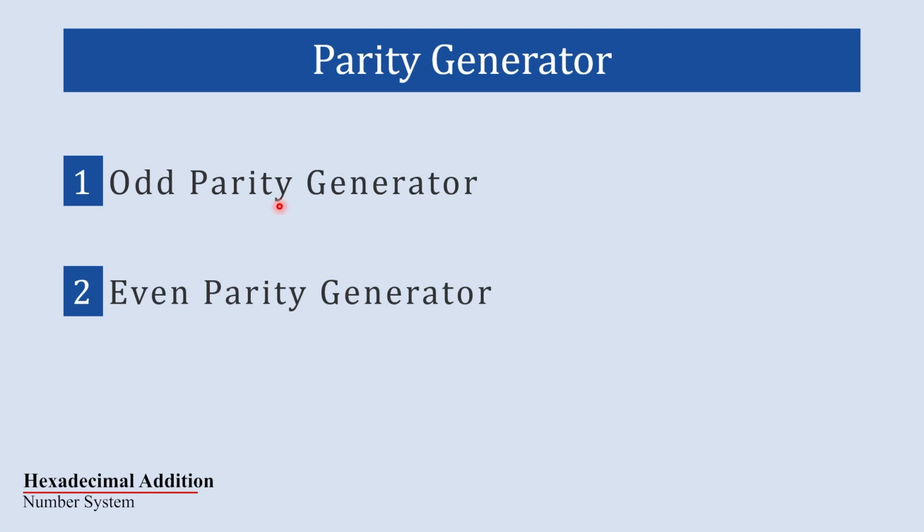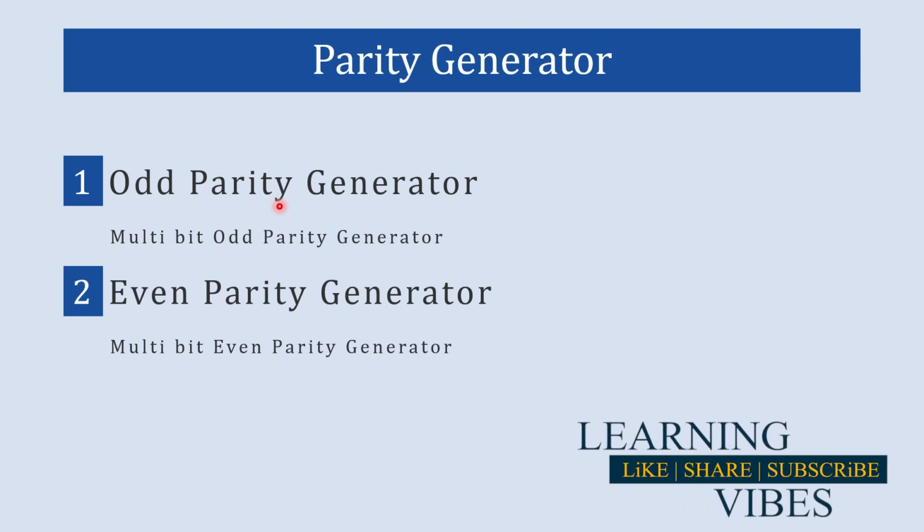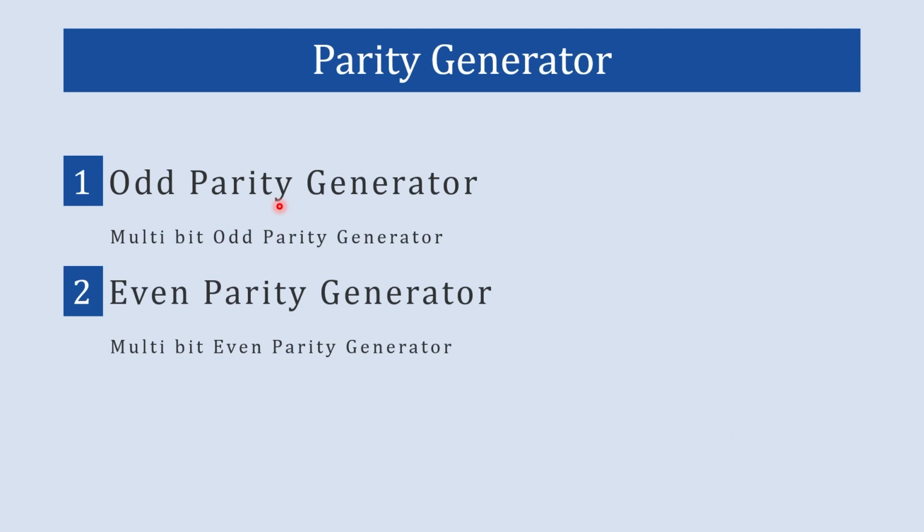Odd parity generator will be further classified into multiple types, like multiple bit odd parity generator. We can say 2-bit odd parity generator, 4-bit, 6-bit, 8-bit, like that. And the same way it is true for even parity generator. So you can have 3-bit odd parity generator, 8-bit odd parity generator, 5-bit even parity generator, 8-bit even parity generator, like that. So now we'll understand the entire process of designing parity generator circuit. And from this, first we are going to start with odd parity generator.